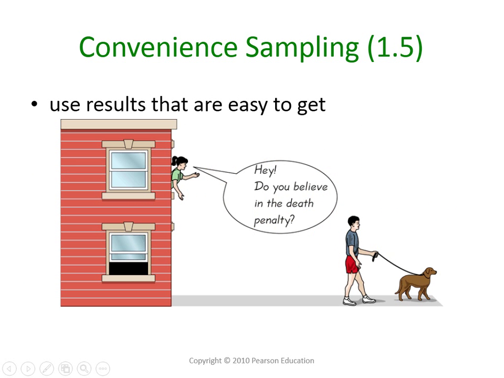Convenience sampling uses the results that are just easy to get. So this woman's yelling out the window, "Hey, do you believe in the death penalty?" So definitely convenient. She's just going with whoever walks past her. This was our reporter standing on the corner of New York, just selecting people that walked by. She was doing a convenience sample. For her uses it may have been a good method, but it's definitely not going to be a good, simple random survey that we can trust the information we're pulling from.